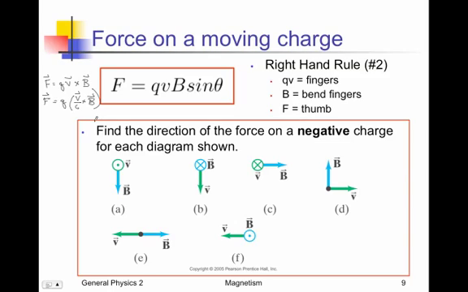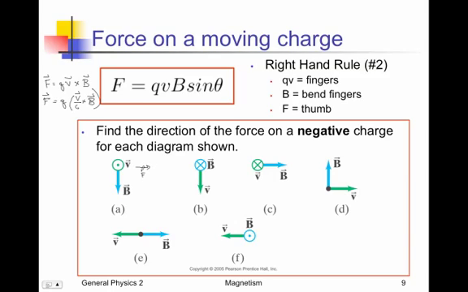So if I wanted to think about this, the QV, if I'm thinking about the right-hand rule, I would point my fingers in the direction of V, and then I would bend my fingers in the direction of B, and my thumb would represent force. So for this first example, we're going to do some of these in class, but I wanted to do 1 or 2 so that you'd understand. My fingers would point out of the page towards me, and then I'd bend them down, and therefore my thumb would point this way.